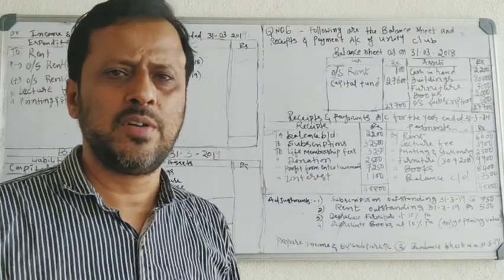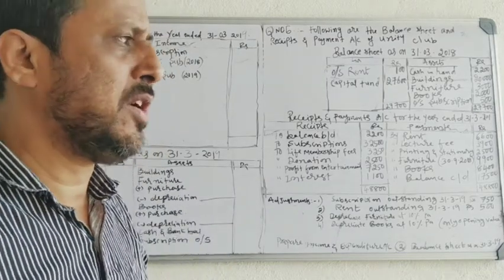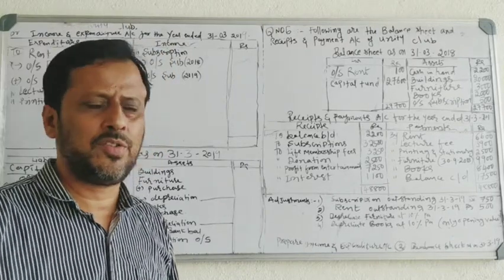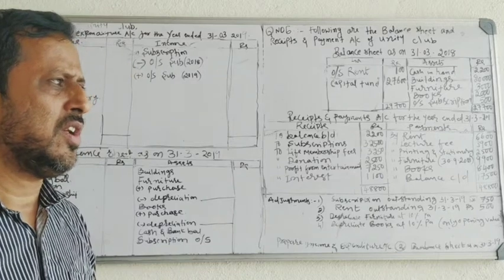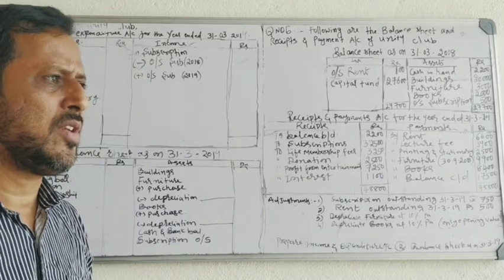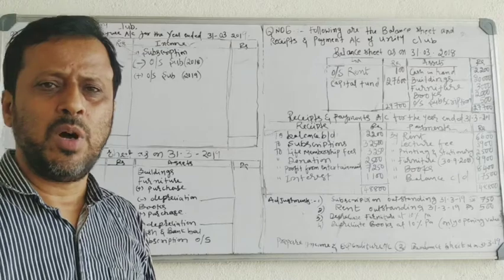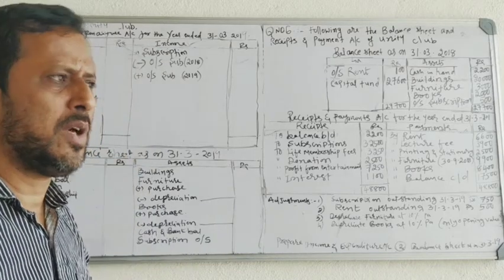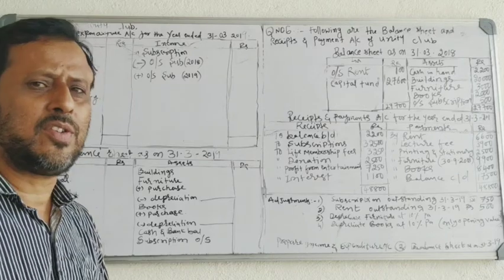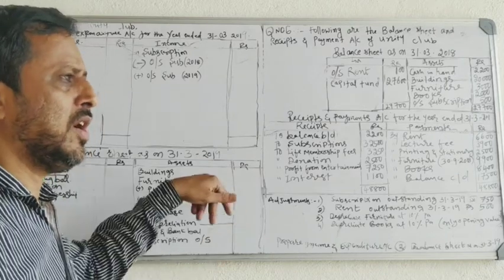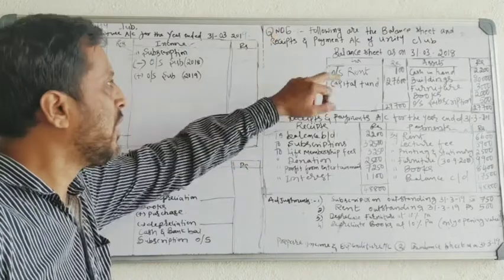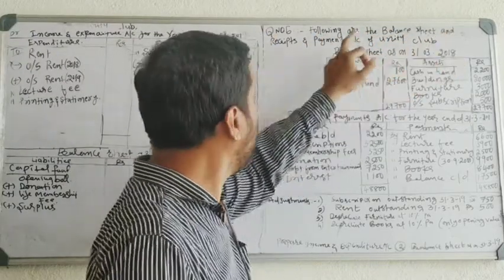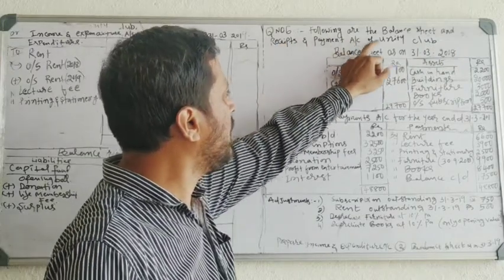Today is the last session of the first chapter, Accounting for Not-for-Profit Organization. In this session, we will discuss the last problem, that is the problem from March 2020 annual exam question paper, question number 26 in the question paper. Here, problem number 6. Following are the balance sheet and receipts and payments account of Unity Club.